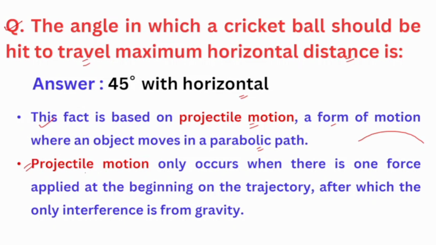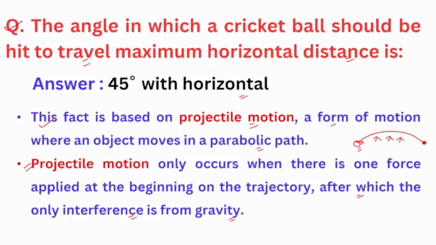Here again, projectile motion only occurs when there is one force applied at the beginning of the trajectory. Force is applied at the beginning of the trajectory here only. Okay, after that there is no application of force, after which the only interference is from gravity. Once you apply force here and then there is no application of force, the only thing working on it is the gravity. Okay, gravitational pull of earth, and due to this it falls.